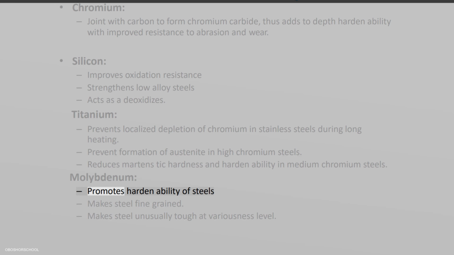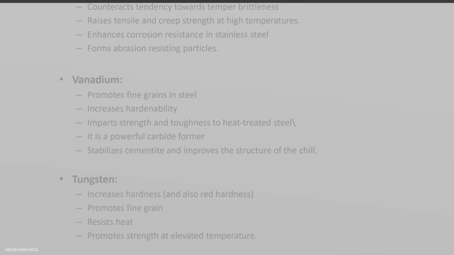Molybdenum promotes hardenability of steels, makes steel fine-grained. Makes steel unusually tough at various hardness levels. Counteracts tendency towards temper brittleness, raises tensile and creep strength at high temperatures. Enhances corrosion resistance in stainless steel, forms abrasion-resisting particles.